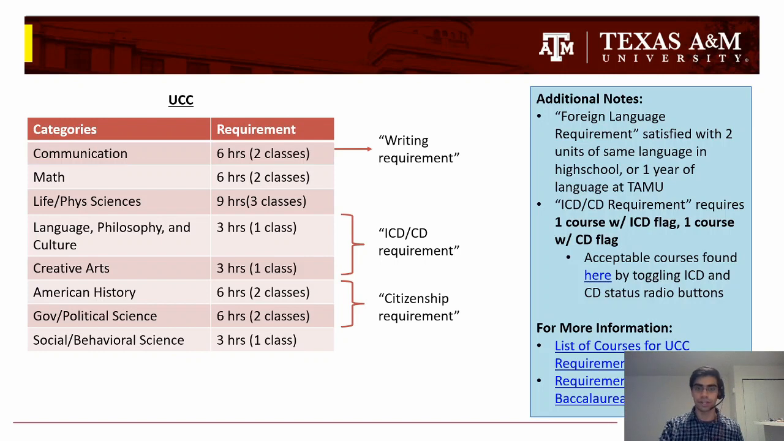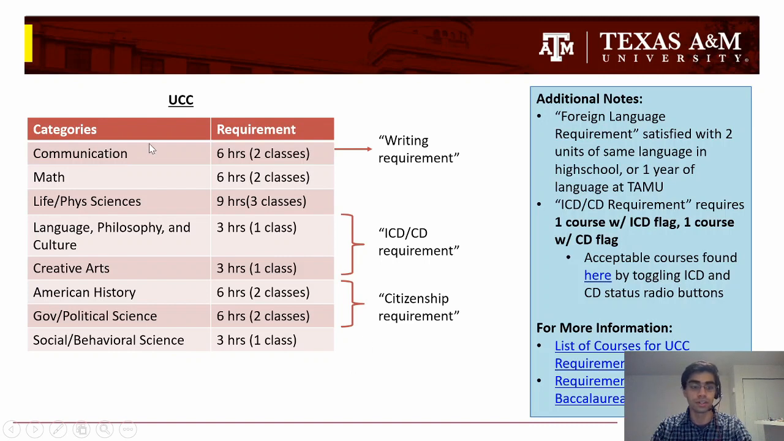So there are different categories for UCCs, and each of these categories require different numbers of courses to complete those requirements. In addition to the UCC classes, you have general education requirements like the writing requirement, the ICD, CD requirement, and the citizenship requirement. Now, what I have done is I have bracketed out which of these UCC categories will effectively feed into those general education requirements.